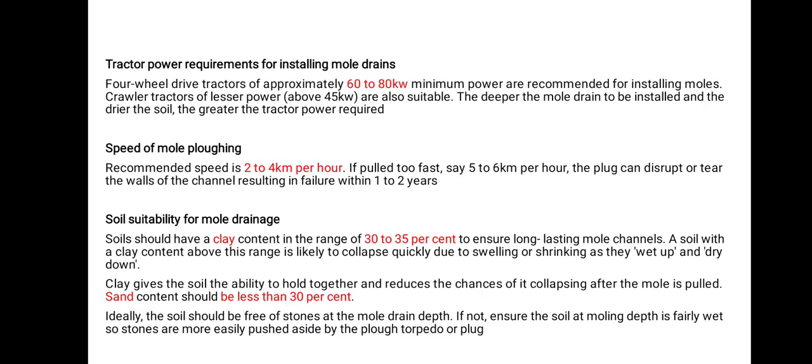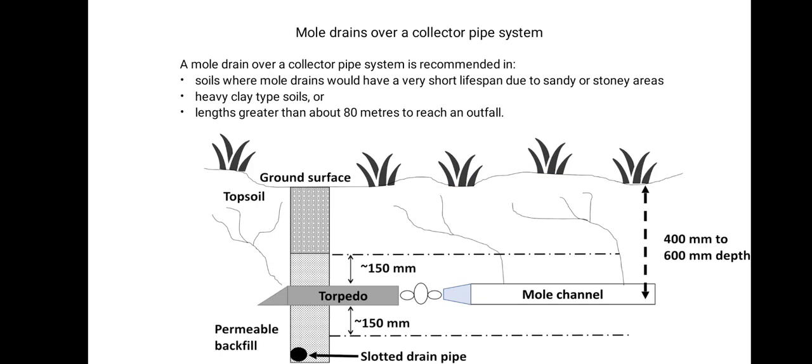Then tractor plows require a capacity of 60 to 80 kilowatts. Then mole plows require a speed of 2 to 4 km per hour. Then soil stability of mole drains: they are implemented in clay soil with a clay percentage of 30 to 35. The next one is mole drains over the collector pipe system. The mole drains are provided like that, below the surface of the soil, at approximately 400 to 600 mm depth.